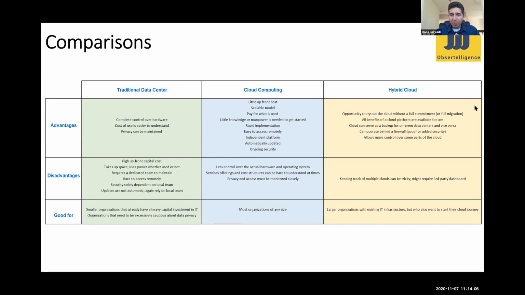I'm not saying what's good for your organization. I'm just showing you different types so you're aware of what's going on. Cost of use is easier to understand in these traditional data centers. Privacy can be maintained because you're in charge of your privacy. But again, scammers and phishers could come after you. Even if you're not a huge organization, they could come after anybody.